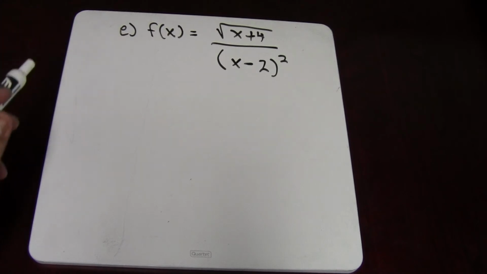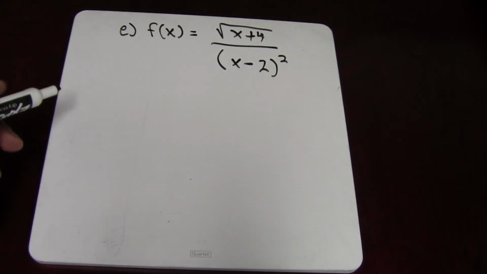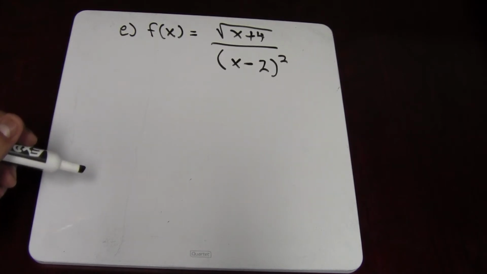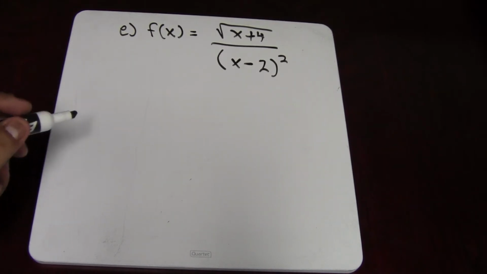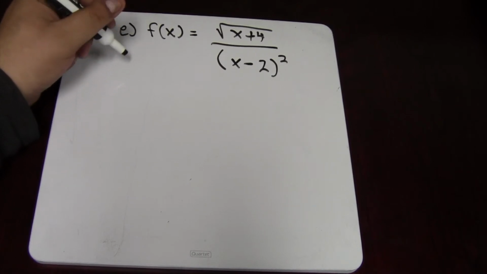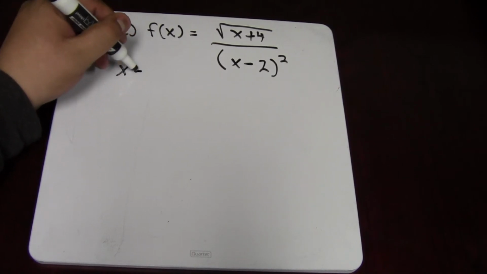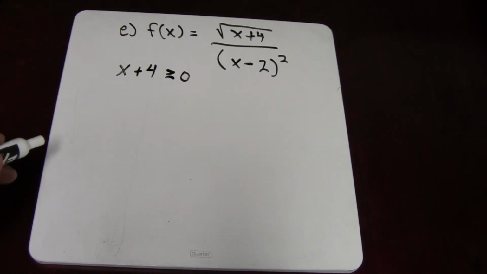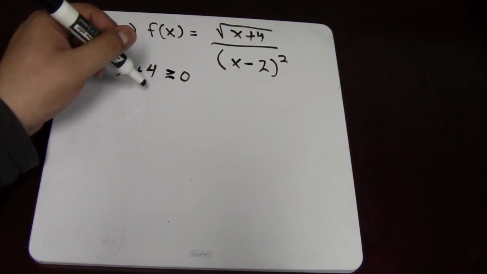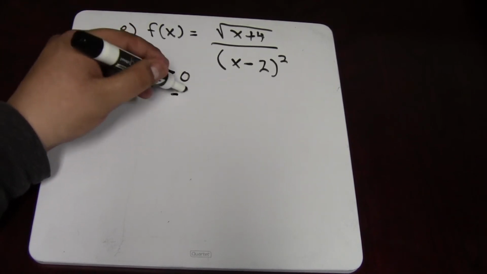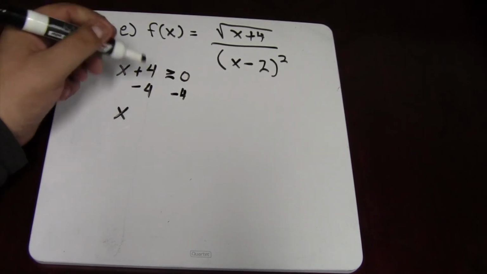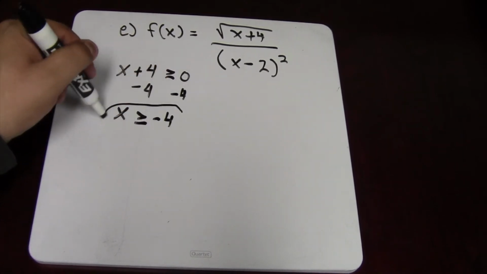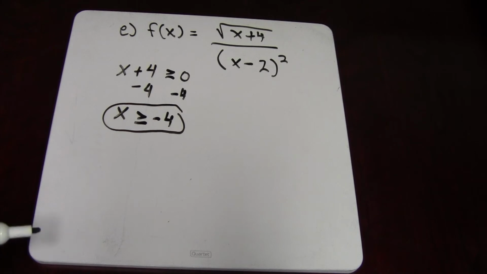Let's look at the top. We know at the numerator there's a square root there. And what do we know about square roots? Well, the inside can't be negative. So we know that the x plus 4 needs to be greater than or equal to 0. Okay? Solving this out, well then x needs to be greater than or equal to negative 4. Let's keep this in mind as we continue.